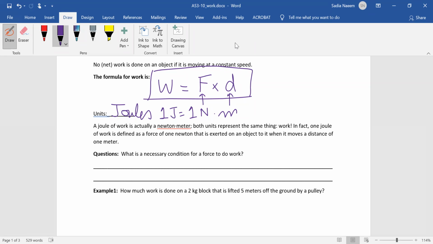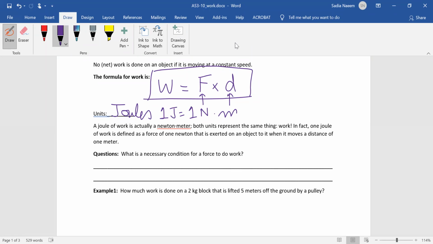So if you're carrying a tray, for example, or a book in your hand, and you're just moving at a constant speed, the net work done is 0 because your energy is not changing. Your kinetic energy is constant. It hasn't changed. Your potential energy is constant because you're not going uphill or anything like that. So in that case, the net work done will be 0.